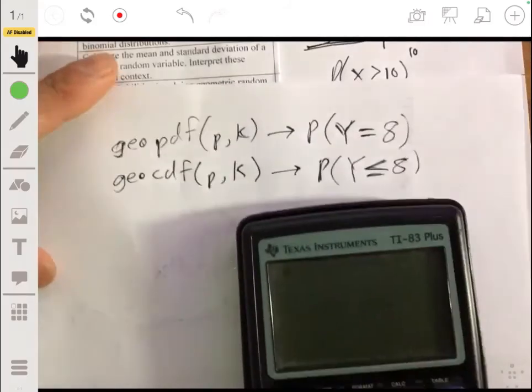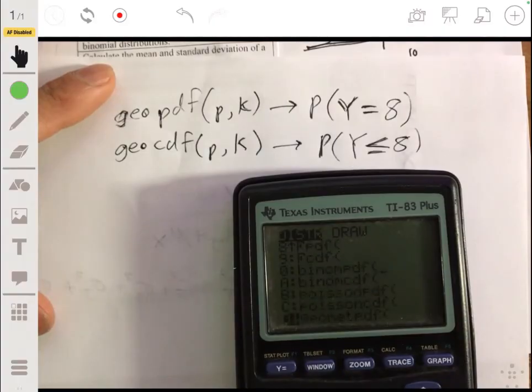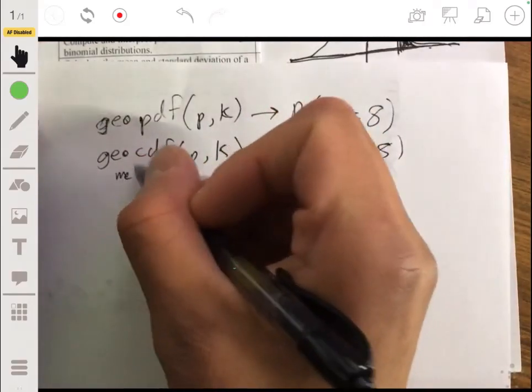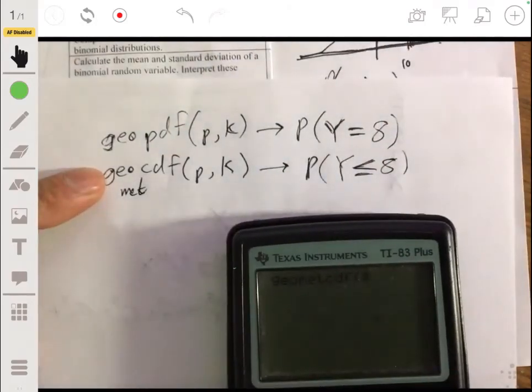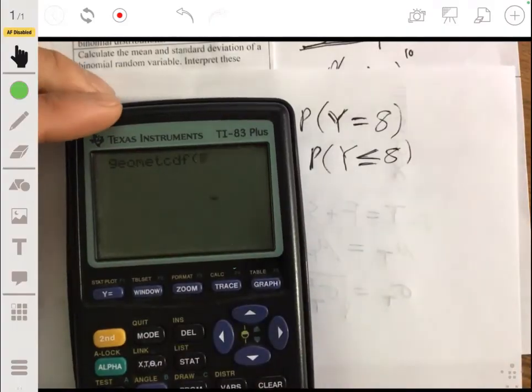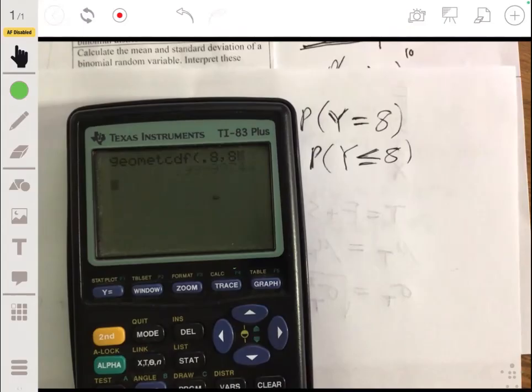So just quickly showing you, going in your calculator again, you go to distribution, go down to geometric CDF. You want to find the probability that Y is less than or equal to 8. So the probability that he will take 8 or fewer free throws before he makes his first one. All we would enter then is 0.8, because we're saying he's an 80% free throw shooter, comma, 8, and this is probably pretty high. So it's going to basically be guaranteed that he'll make his first free throw before his 8th shot. And that's all there is to it.